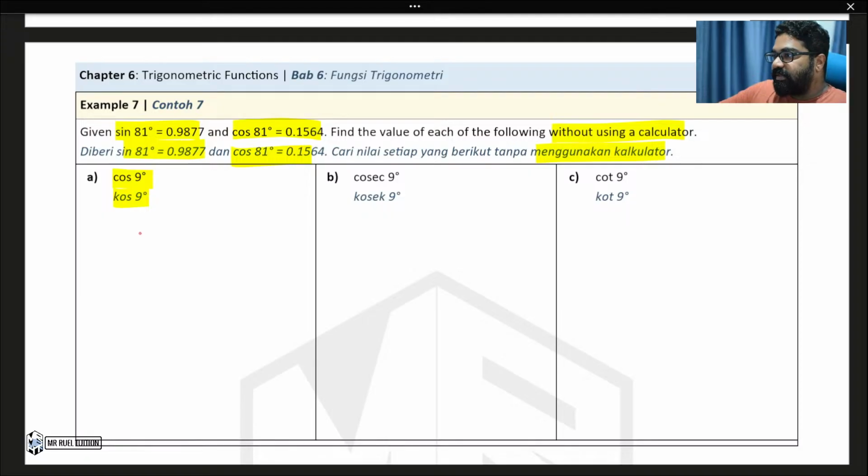First thing you need to realize is, awak kena tahu yang 9 darjah ini adalah sudut pelengkap kepada, is actually the complementary angle to 81. Nampak tak? It's a complementary angle. So if it is a complementary angle, kita boleh guna rumus sudut pelengkap. We can actually use the complementary angle formula, isn't it? So cos 9 is equals to what? Cos 9 sama dengan sin. Yes, very good. Sin 81.